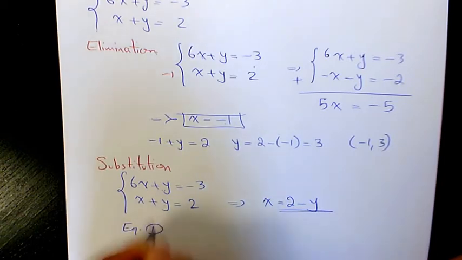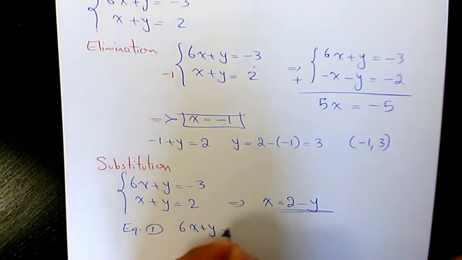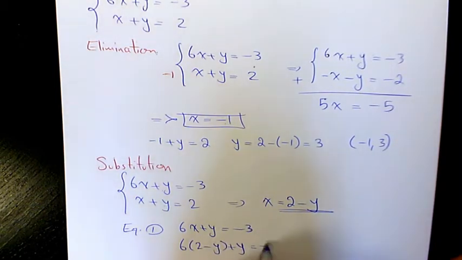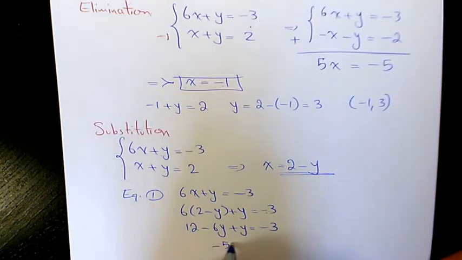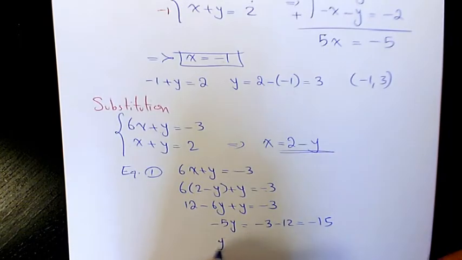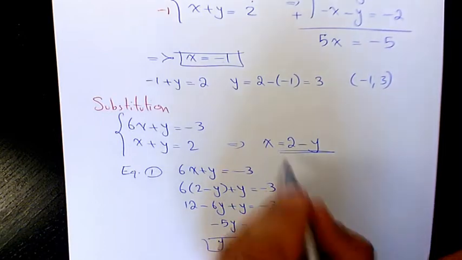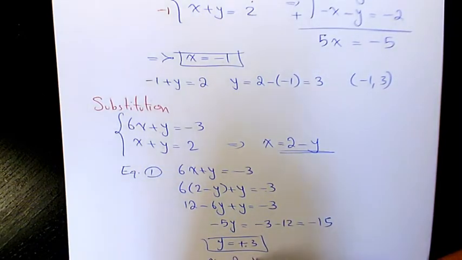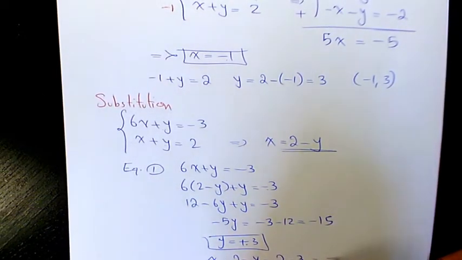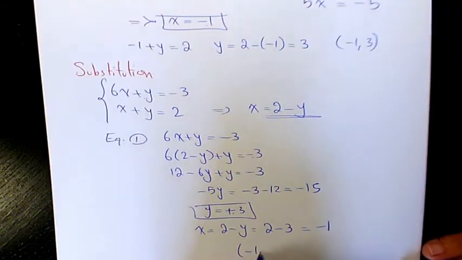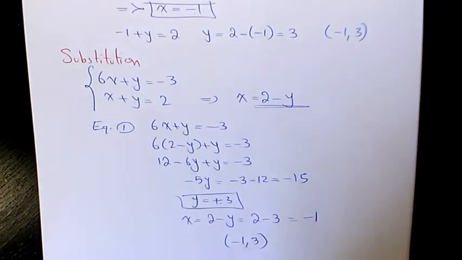Equation 1: 6 times x plus y equals negative 3. It means that 6 times (2 minus y) plus y equals negative 3. 6 times 2 is 12, minus 6y plus y equals negative 3. So negative 5y equals negative 3 minus 12, which is negative 15. So y will be positive 3. When you sub it there, x equals 2 minus y, which is 2 minus 3, going to be negative 1. So we have negative 1 and 3 as the final answer.